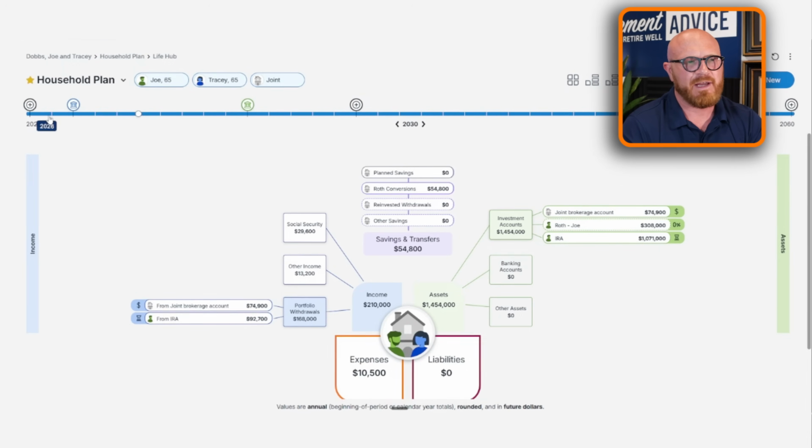As we count up everything they're pulling out of the brokerage account from year to year, finally in 2030, they're pulling out $74,900 from the brokerage account, and then you can see the $92,000 coming out of the IRA. Of that, $54,000 is going to a Roth conversion. So really they're spending about $38,000 from the IRA. If you add all of that up for the first 5 years, it turns out to be about $615,000.